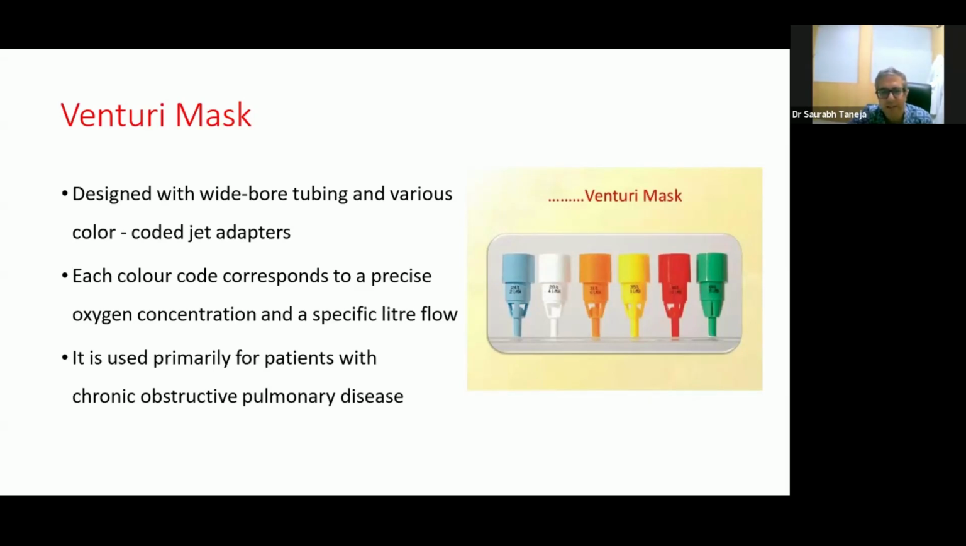So when you want to titrate the FiO2 that you give, like in a COPD patient or a hypercapnic respiratory failure patient, you want to titrate the amount of oxygen you give to the patient. You want to maintain a saturation of around 90 to 92% only. So in those patients, the venturi mask is the best thing that can be used. Next.